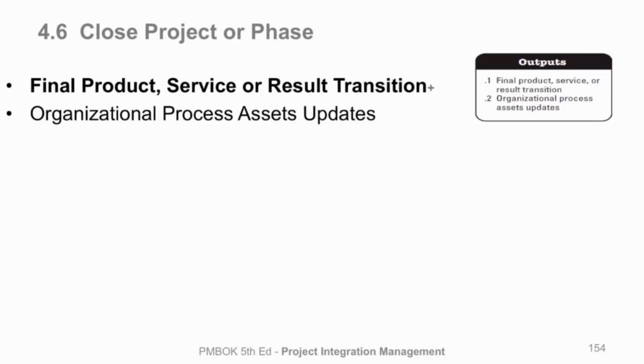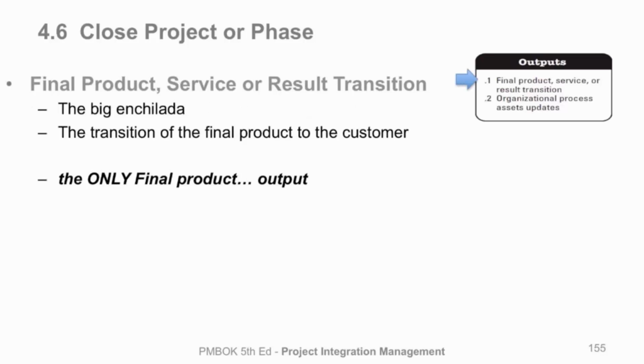And final outputs, very simplistic. The final product goes to the client. Again, big enchilada. This is it. Turn it over to them. Transition to the customer. Ask to get paid, finally, because you've turned it over to them. And I say that kind of facetiously, turn it over, get paid.